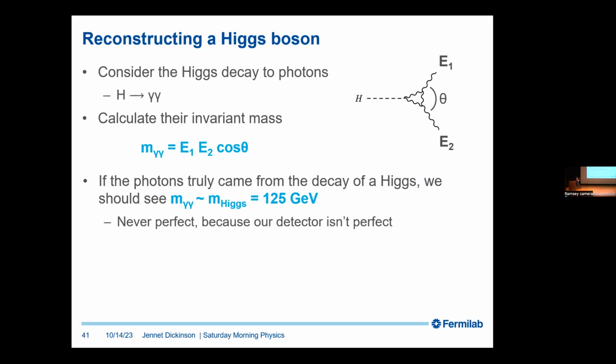Calculate the invariant mass of this system. It depends on the energy of each of the photons, which we measure with our electromagnetic calorimeter, and it depends on the angle between them. So if the photons truly came from the decay of a Higgs, we expect to see the diphoton invariant mass close to the mass of the Higgs, which is 125 GeV. This is never perfect because our detector isn't perfect. We don't do a perfect job on the angle, and we don't do a perfect job on the energy. CMS does a really good job on the energy, though.